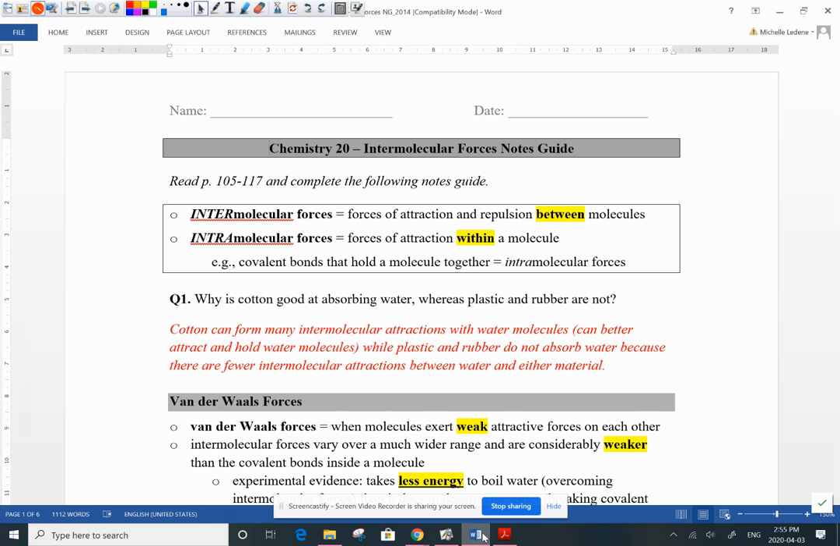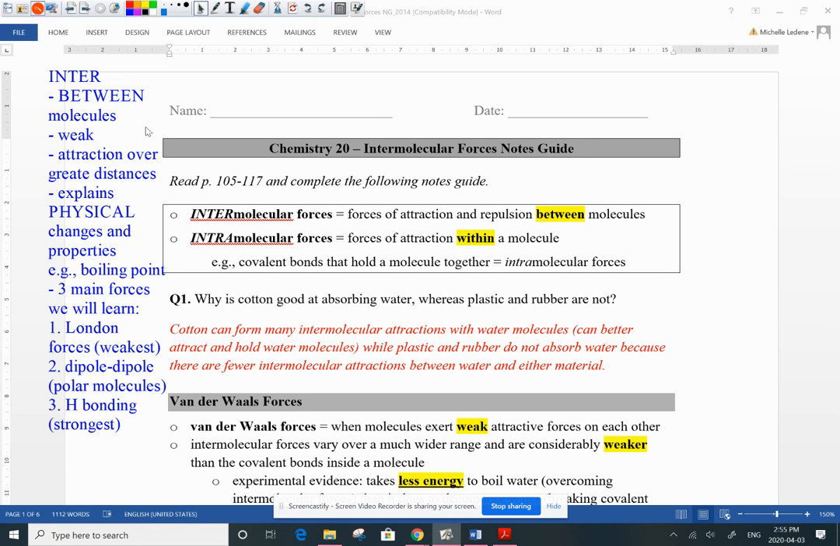Today, our topic is intermolecular forces. Intermolecular. So, two different words here, inter and intramolecular. What does that mean? Well, intermolecular means between two or more different molecules. These are very weak forces, and there's an attraction between these molecules over great distances. Spelling error there, sorry. These intermolecular forces explain physical changes in properties, things like boiling point and melting point.